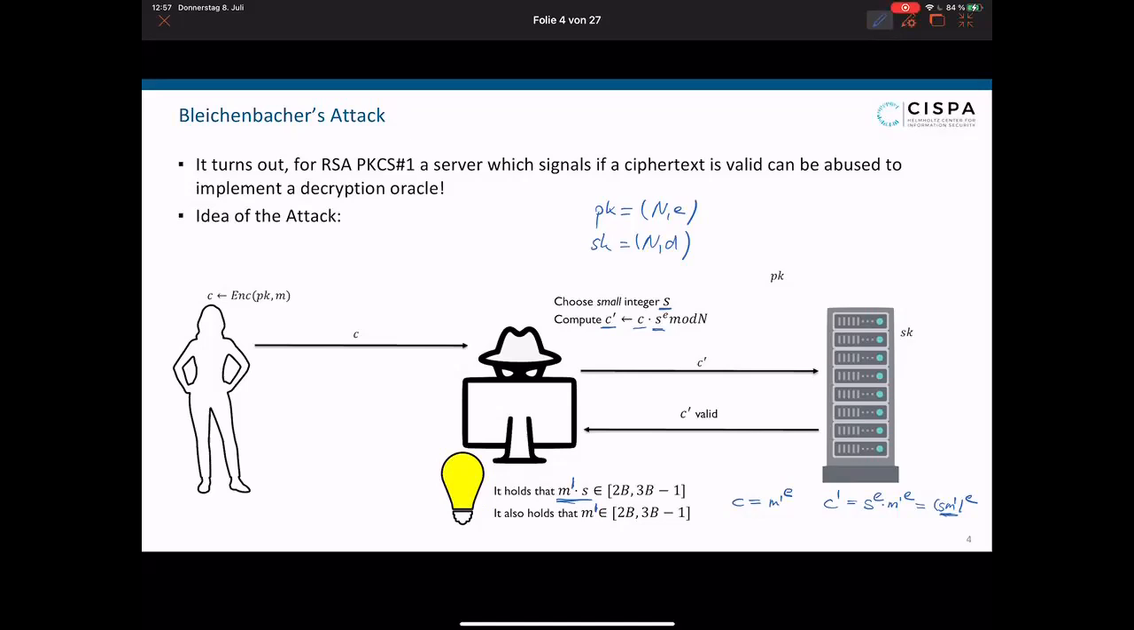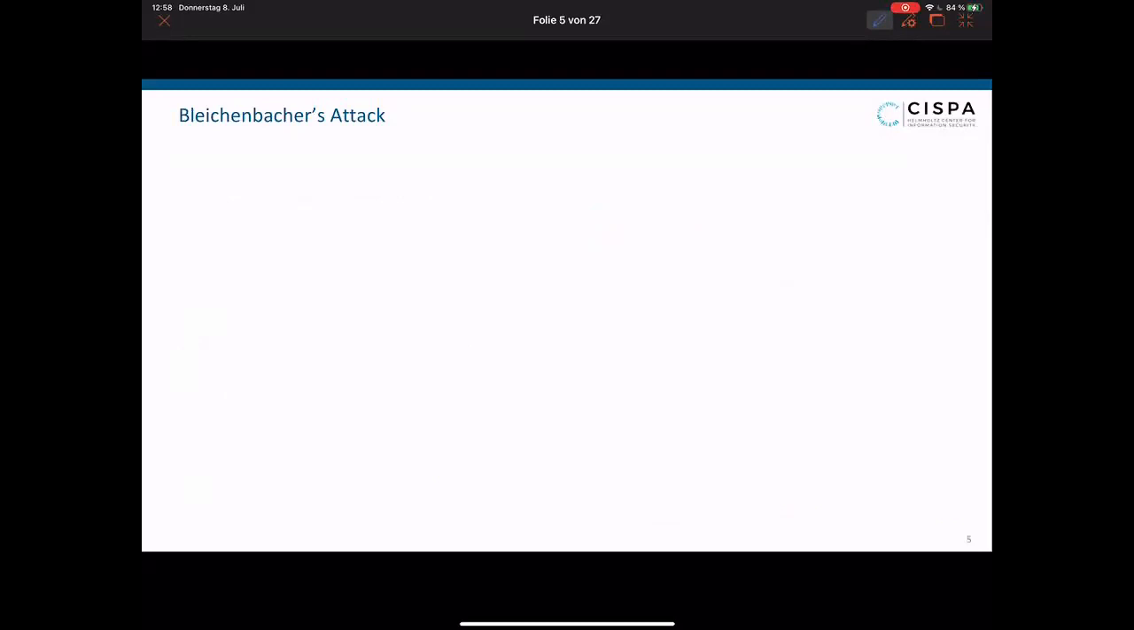Okay, so how does this information help us? If someone was to tell us, well, M prime is in this interval 2B, 3B minus 1, and M prime times S, for an S that I know, is also in this interval 2B, 3B minus 1, how can I recover M prime from that? Well, I cannot directly recover M prime, but let's look at what's happening here.